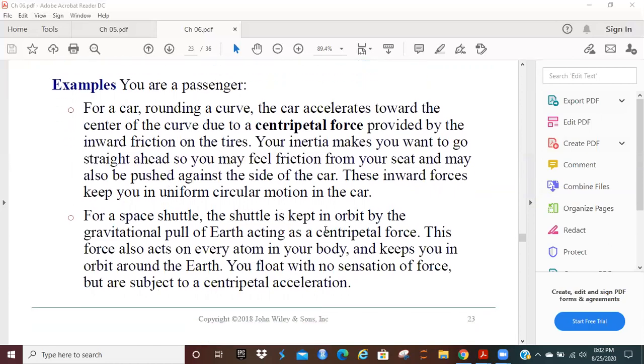So let's say here for a space shuttle, the shuttle is kept in orbit by the gravitational pull of the Earth, so it doesn't go floating off. That's acting as your centripetal force. This force also acts on every atom in your body and keeps you in orbit around the Earth. So you would float with no sensation of force, but it's always there. May not feel it, but it's there.